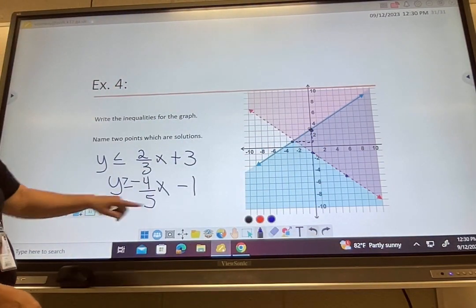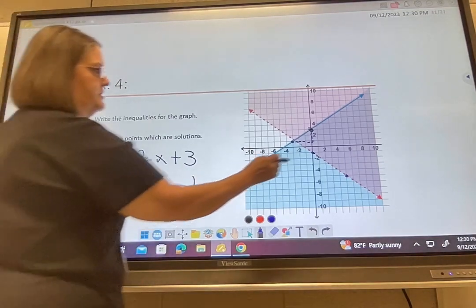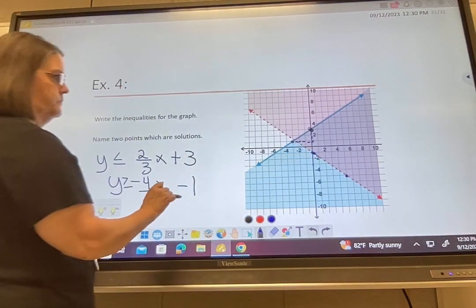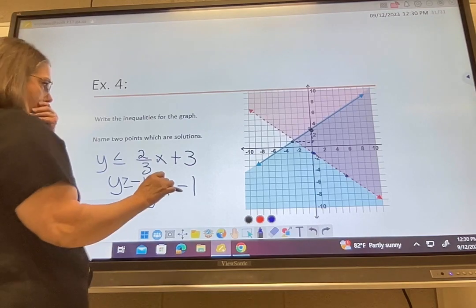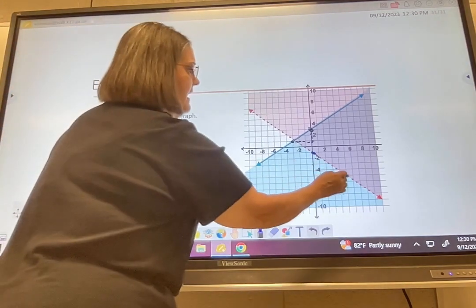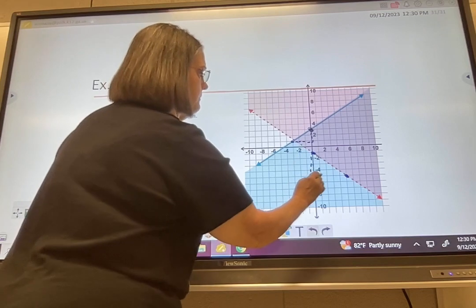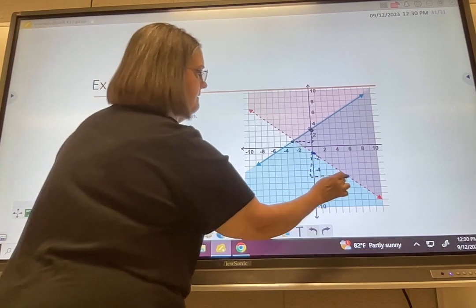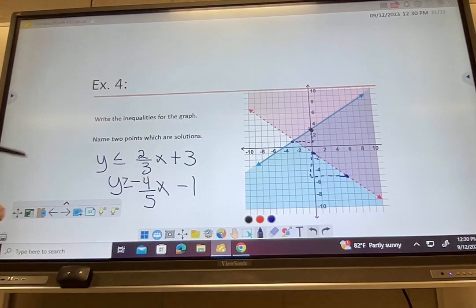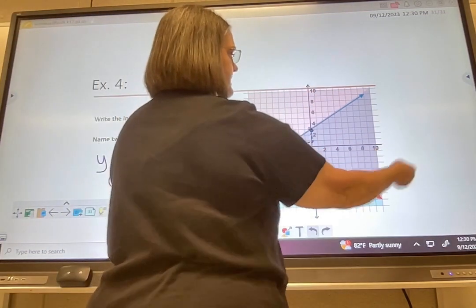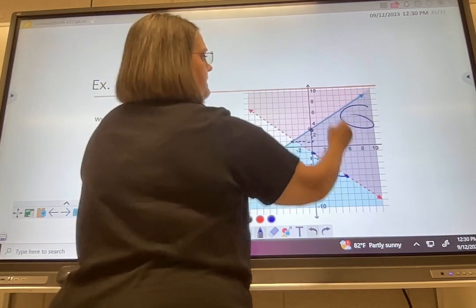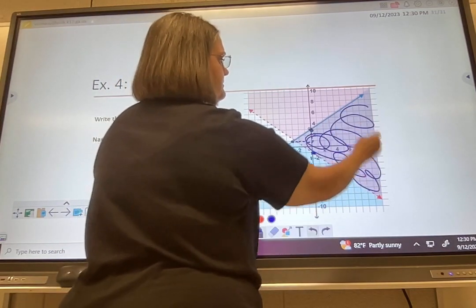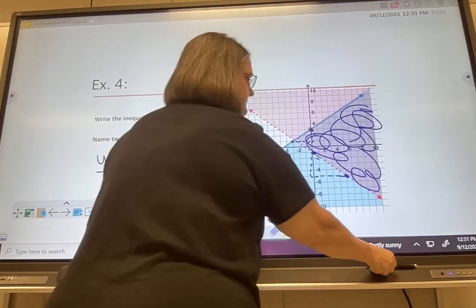All right, this one has a y-intercept at -1. So I write -1. And then there's another point on the line right here. It went down 1, 2, 3, 4, and to the right 5. So -4/5 x. And this one is shading above the line, so that's greater than or equal to. And this is the region that would solve both of those. That's where the shading is overlapping.